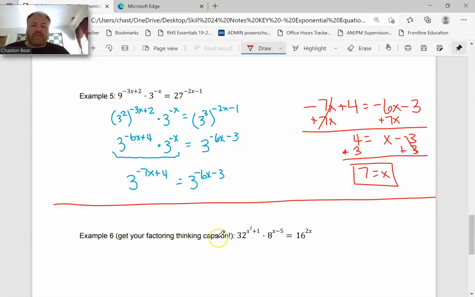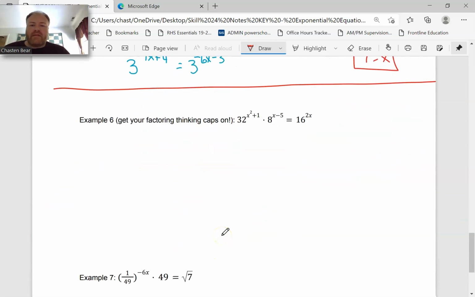All right. So now I'm going to look at example 6. Example 6 is going to be one where you have to do some factoring. So knowing that 32 is just 2 to the 5th, and 8 is 2 to the 3rd, and 16 is 2 to the 4th. This time we had to use a base of 2 because I can't write 32 as a base of 4, and I can't write 8 as a base of 4. So we use 2.